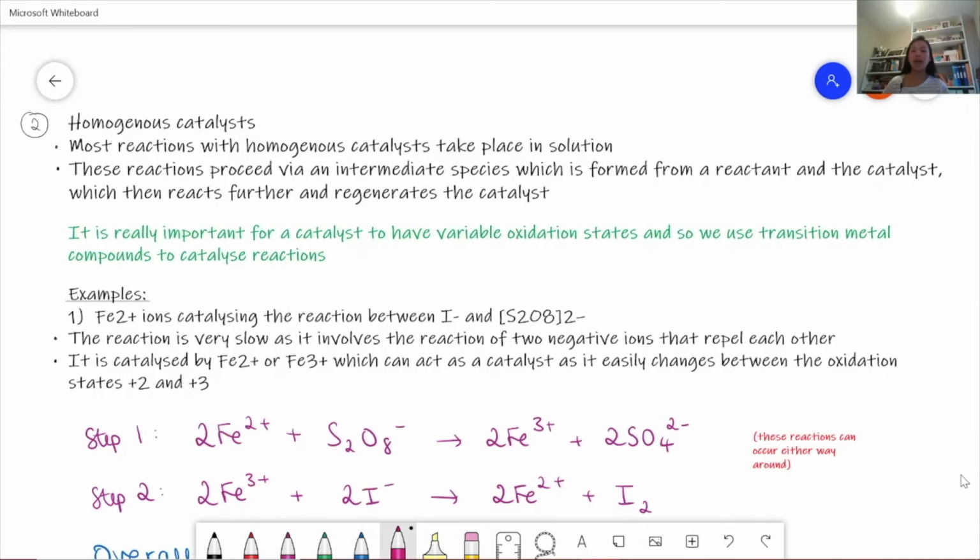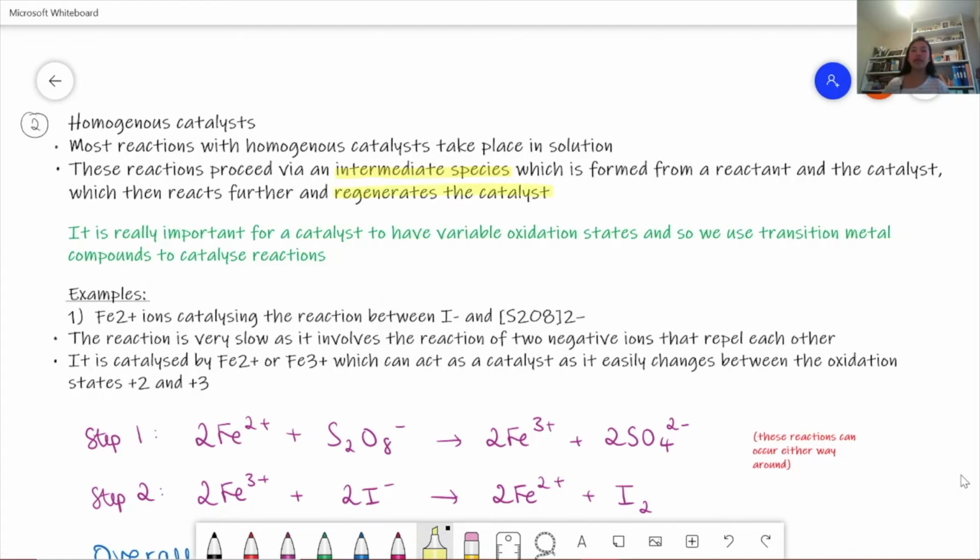And now we're going to look at homogeneous catalysts. Most reactions with homogeneous catalysts usually take place in solution, and these reactions have to proceed via an intermediate species. This is formed from a reactant and the catalyst, which then reacts further and regenerates the catalyst.